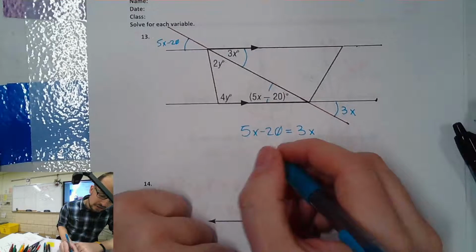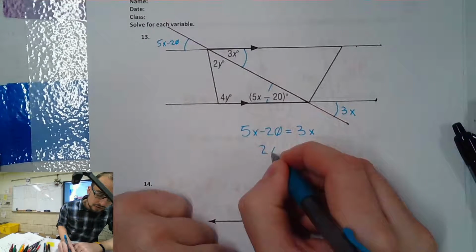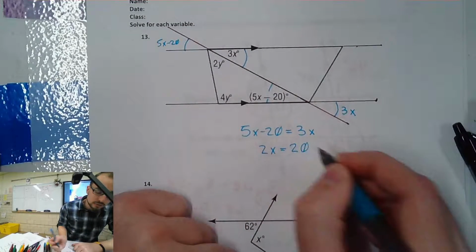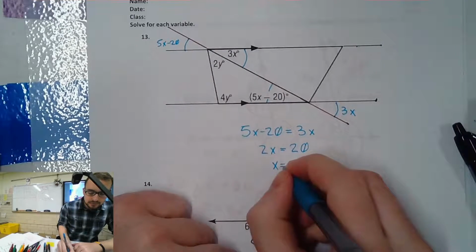I'm going to get my x's together. Terrible idea in real life, great idea in math. We get 2x over here, and I'm going to add the 20 over, so I get a positive 20. And when I divide by 2, I get x equals 10.